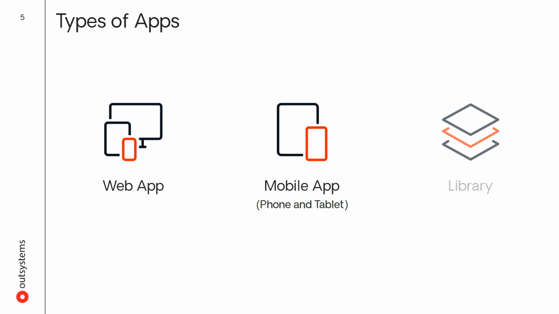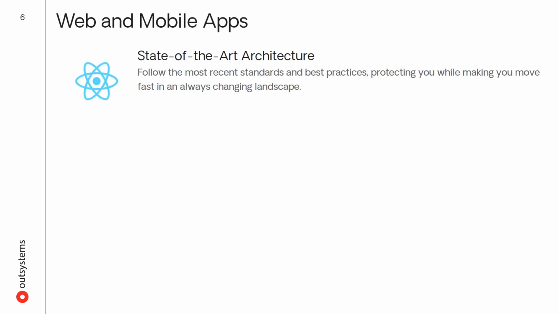We will focus on web apps and mobile apps that follow recent standards and technology stacks. As we will see, they have lots of common features but different targets and use cases. Both enable you to develop richer interfaces and more interactive experiences. All of this can be achieved using a state-of-the-art architecture that follows recent standards and best practices. Behind the scenes, ODC will compile your code and generate a single-page application that is built on top of React.js.